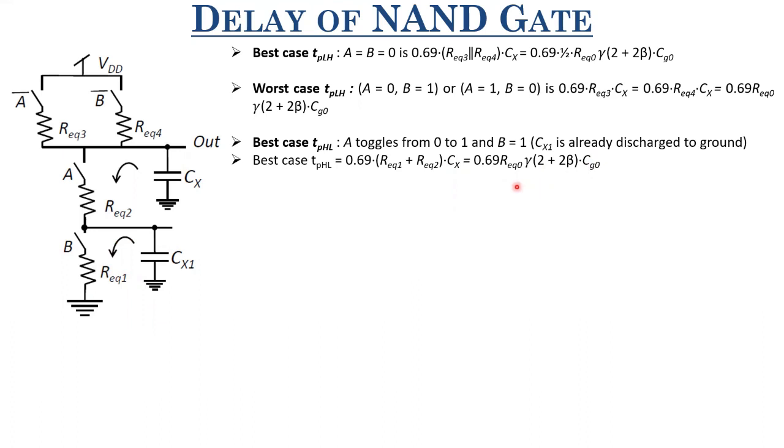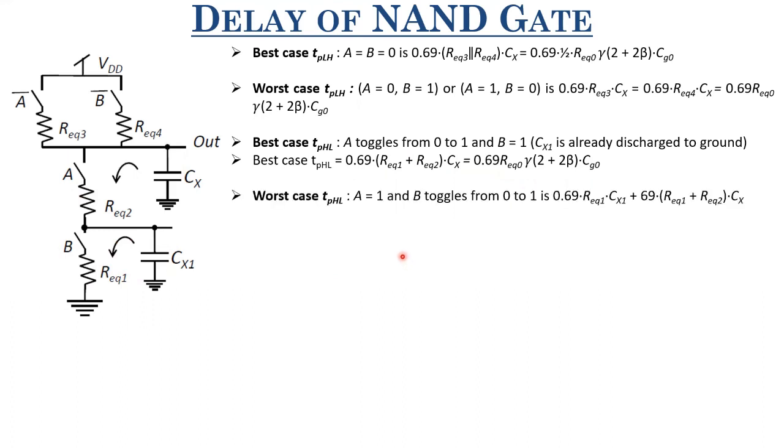Right? So this is your best case TPHL. Why is R equivalent 0? Because we have sized them 2 and 2. Right? Now let us look at worst case TPHL. So in worst case TPHL, what happens? A is equal to 1 and B toggles from 0 to 1.